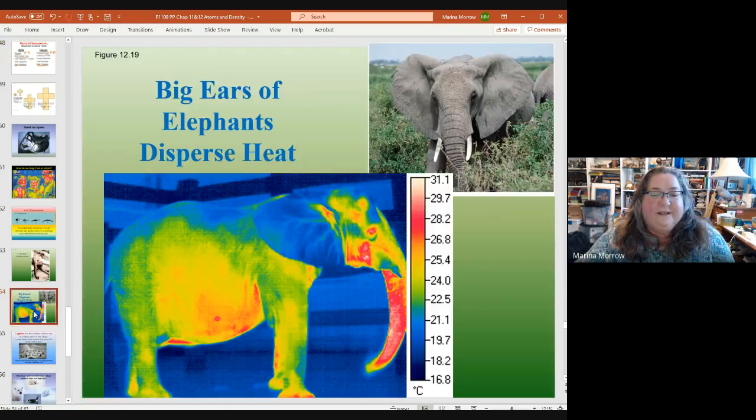So elephants actually have ears that they flap, and those help them get rid of heat. So this is showing the thermal temperature, and you can see the ears are cooler, whereas the trunk is quite warm. But the idea is that the ears have all these veins in them, and those veins carry heat so that it's in contact with the air here, and it can radiate out. So those are like, yeah, elephant radiators.